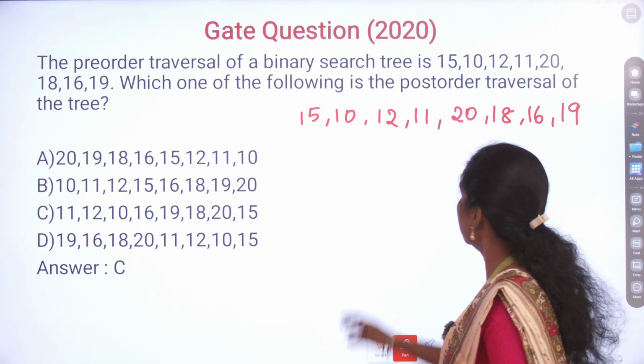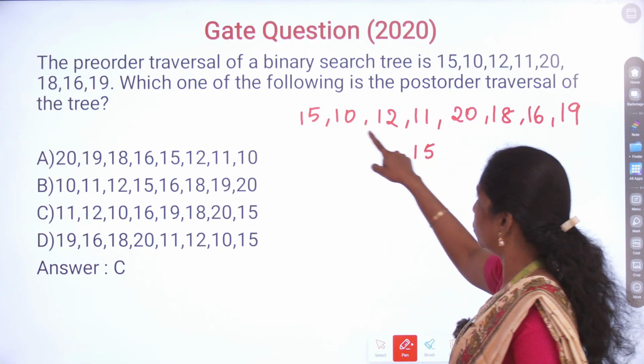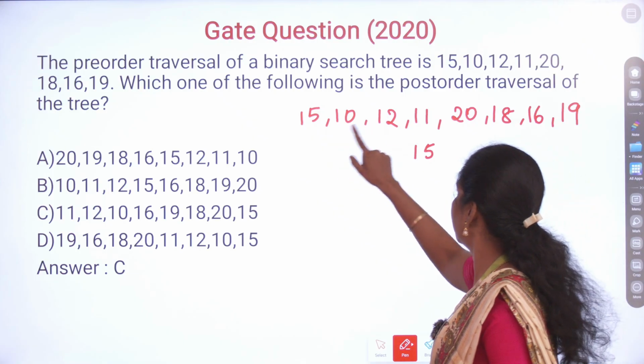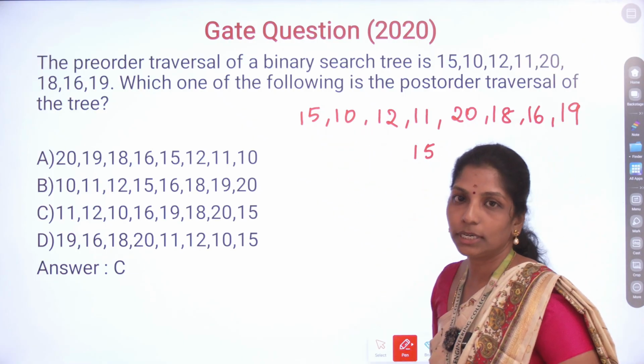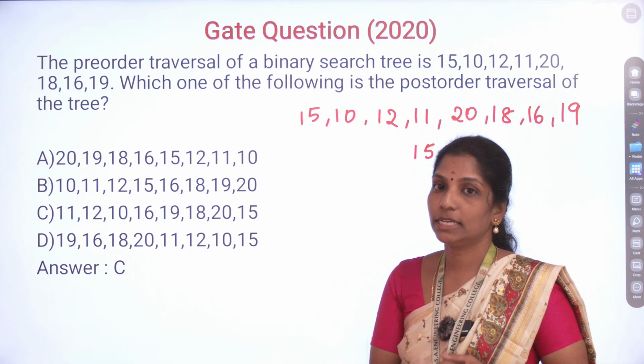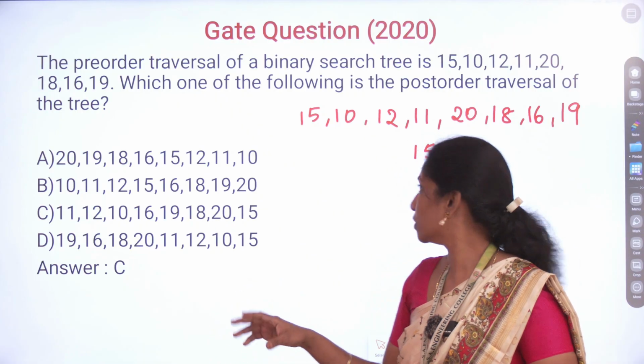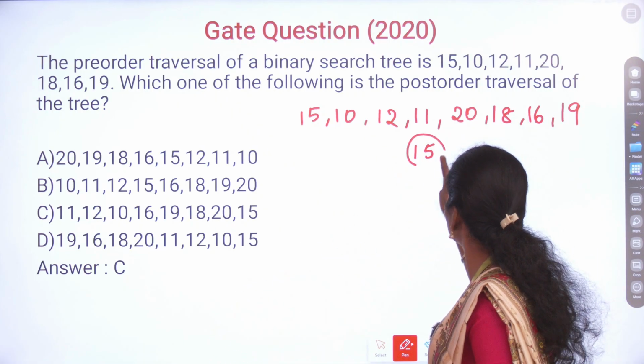Okay, the first will be 15. A node 15 we are going to take. As I told earlier, in a binary search tree, the left side of the node should be lesser than the root node and the right side of the node should be greater than the root node. So this is the root node.